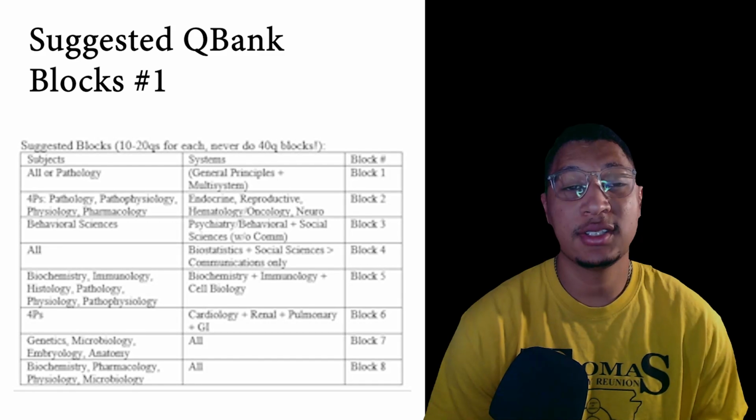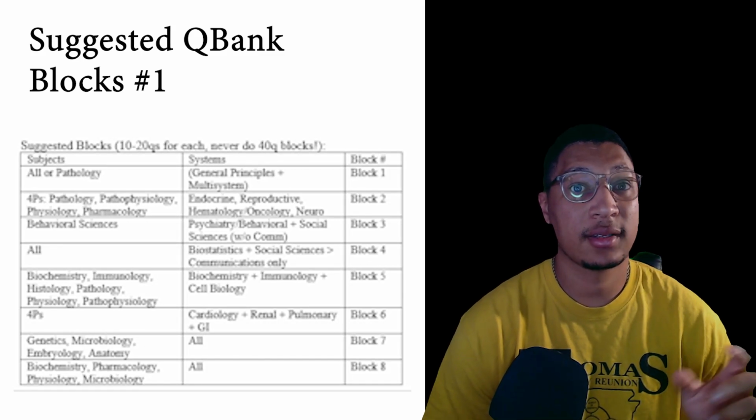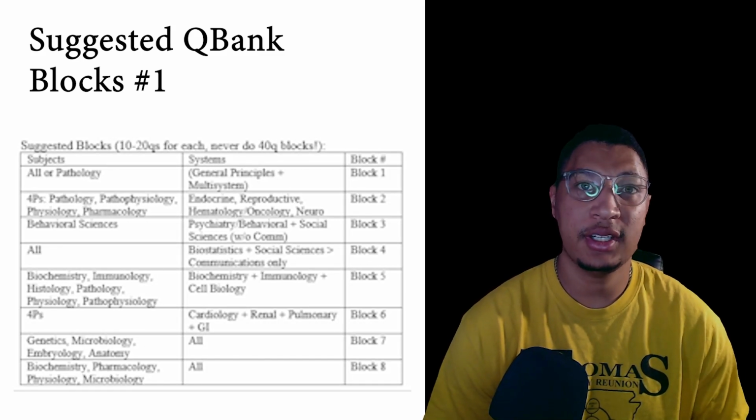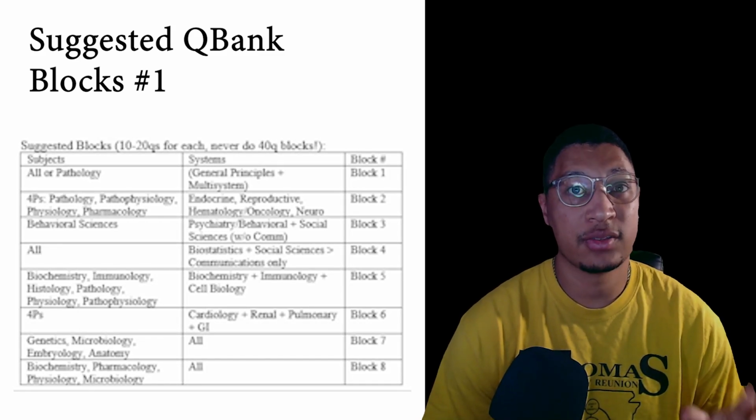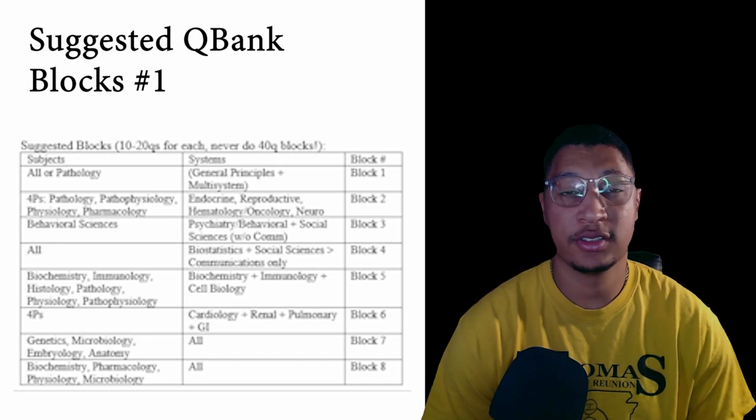And so if we're using UWorld as an example, for the subjects I would select either all the subjects or just pathology, and I would do all the general principles and the multi-systems as one block. And I'm only doing 10 to 20 questions for that.